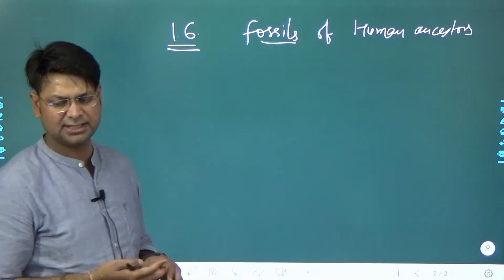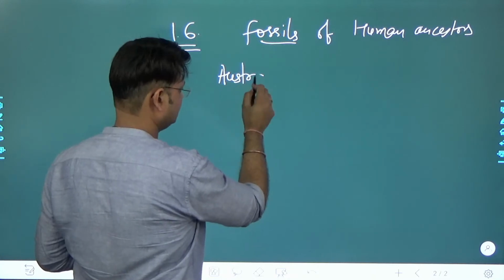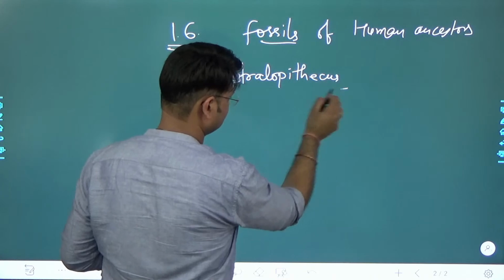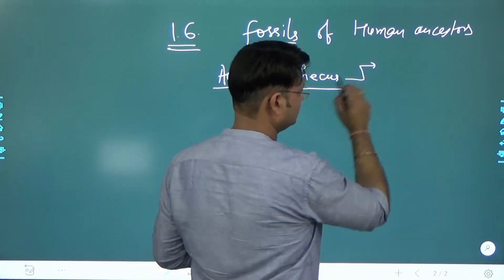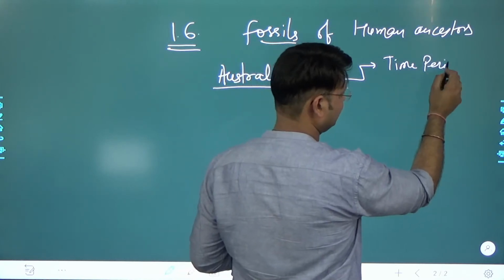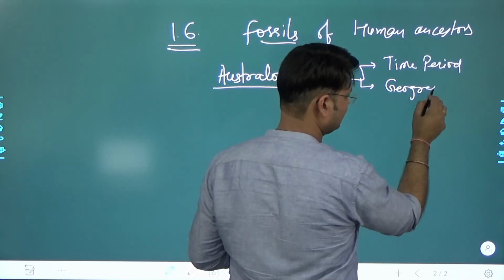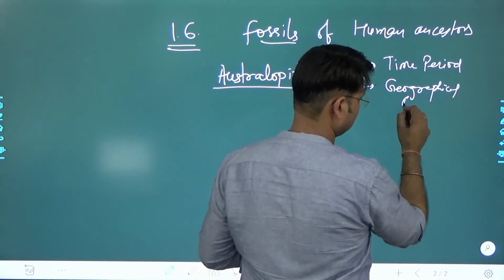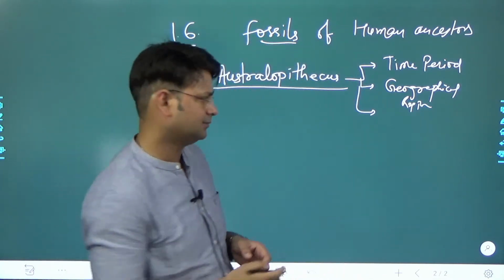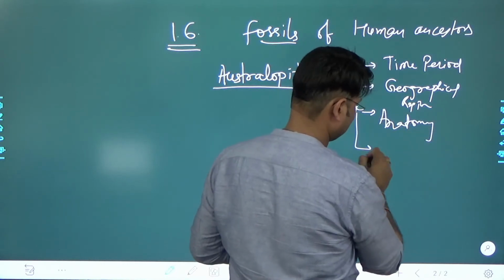So here we will try to understand Australopithecus, where they emerged, their time period, in which time period they lived, in which region they lived, so the geographical region. We will try to understand their anatomy, and we will try to understand their behavior.